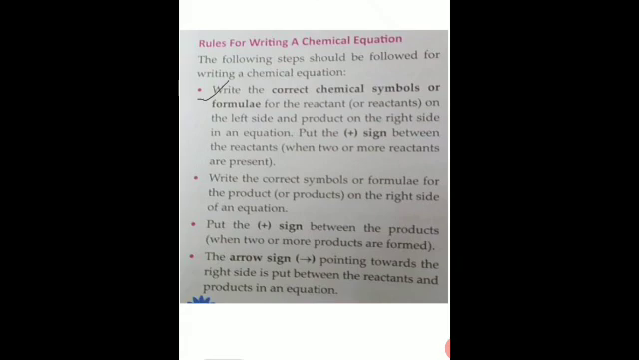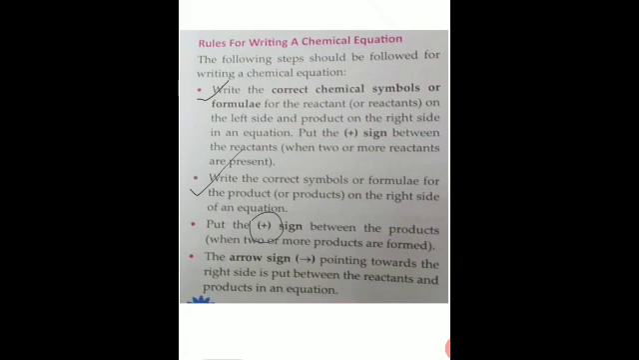Then we put the plus sign between the reactants when there are two or more reactants present. Then we write the correct symbols or formulae for the product or products on the right side of the equation, and again we put a plus sign in between the products where two or more products are formed.